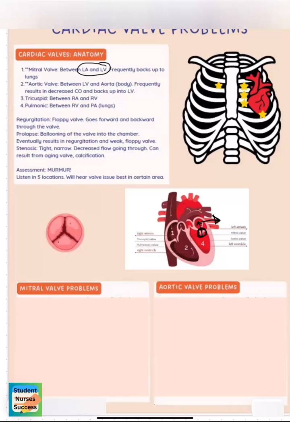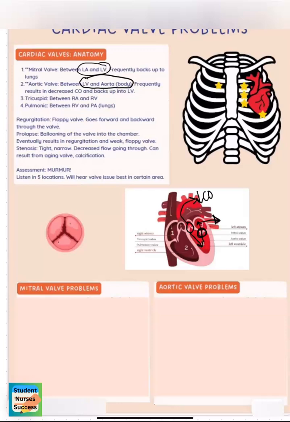Now, your aortic valve is located between your left ventricle and the aorta. So in the picture, it is right here. When that aortic valve is not working properly, we start to see blood back up into that left ventricle, which then backs up through the mitral valve into the left atrium and then back into the lungs. Additionally, if that aortic valve is not working properly, we do see a decrease in cardiac output out to the body, which is going to be problematic.